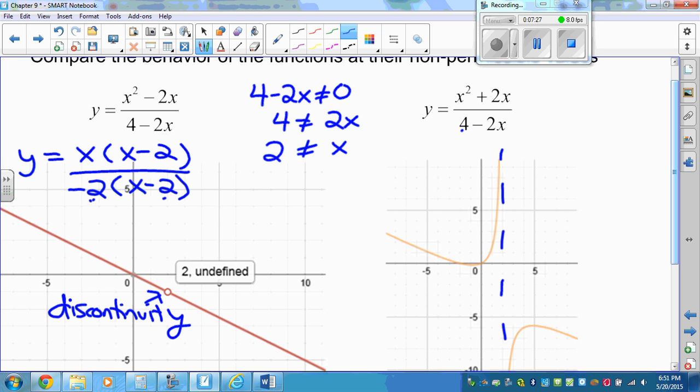Discontinuity. There we go. This one here, if we factor the top, we would get x times x plus 2. And when we factor the bottom, we get -2 times x minus 2. They do not share a factor, and here we have an asymptote.